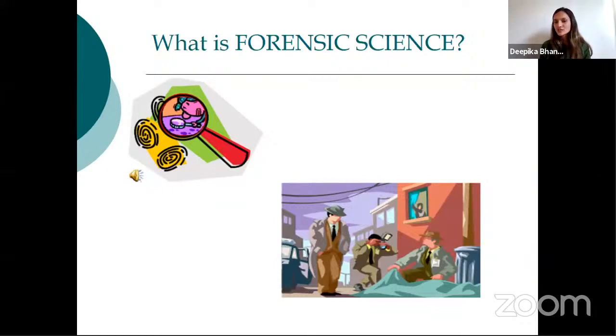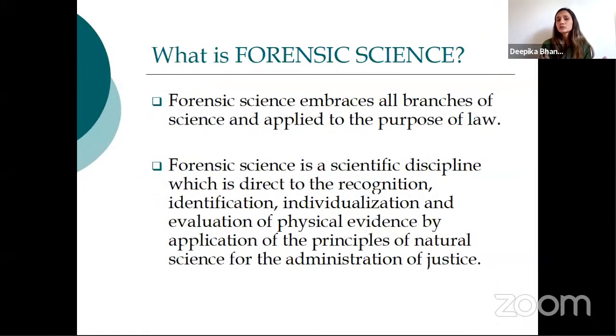The other picture shows that a crime has taken place, and when a crime scene investigation team reaches there, they have to click photographs, they document the scene of crime, they barricade the scene of crime. So forensic science is basically a scientific way of crime investigation. It embraces all branches of science and is applied to the purpose of law. So basically, it is applied to give justice to the people.